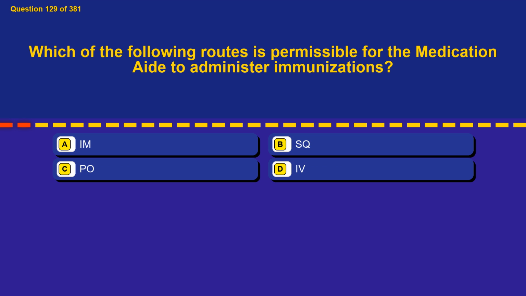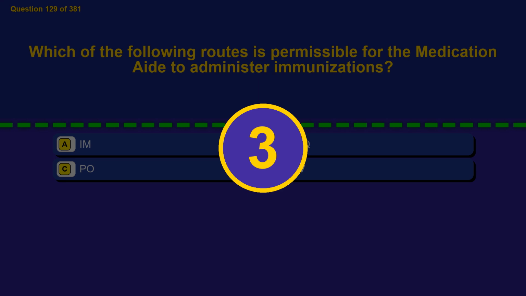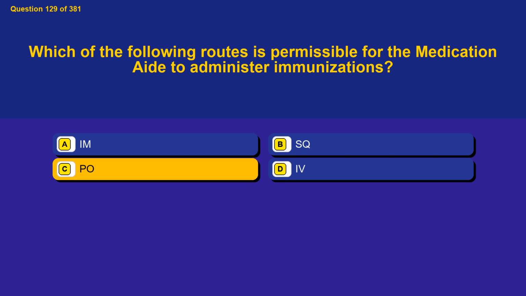Question 129. Which of the following routes is permissible for the medication aide to administer immunizations? Option A, IM. Option B, SQ. Option C, PO. Option D, 4. The correct answer is option C, PO.